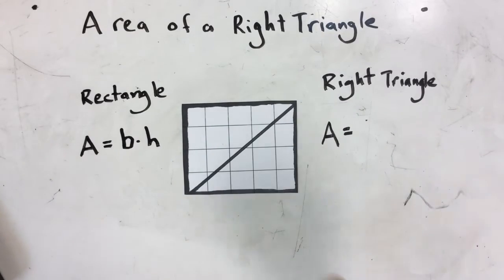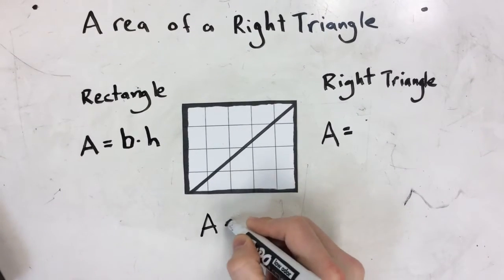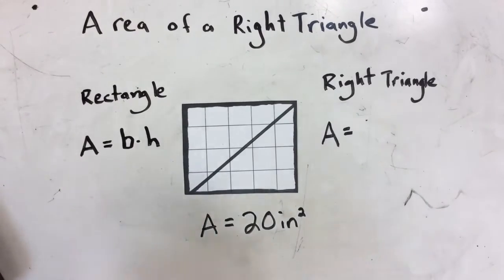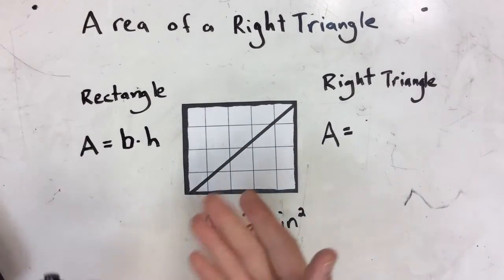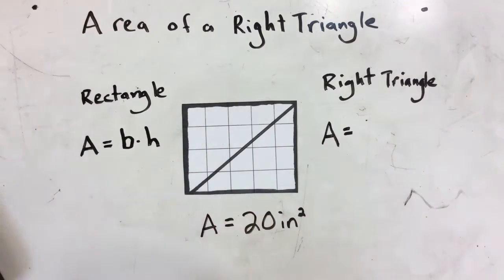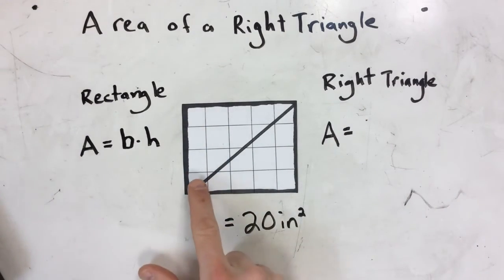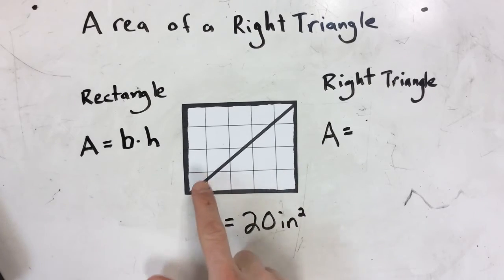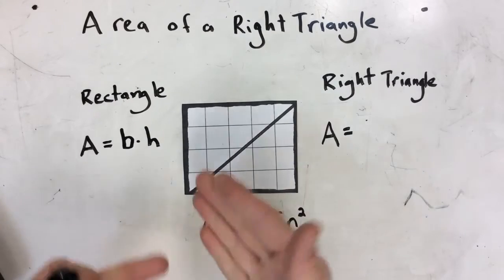If you said the area was 20 square inches, you got it. Nice job. There are a number of ways to see this. First of all, we can simply count them or use a faster strategy to count. There are 1, 2, 3, 4, 5 square inches in each row, and there are 4 rows. So 5 times 4 is 20.